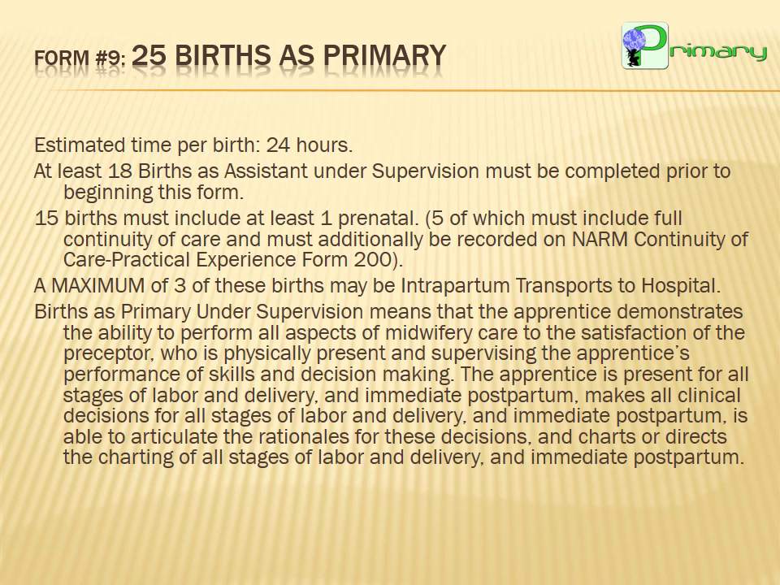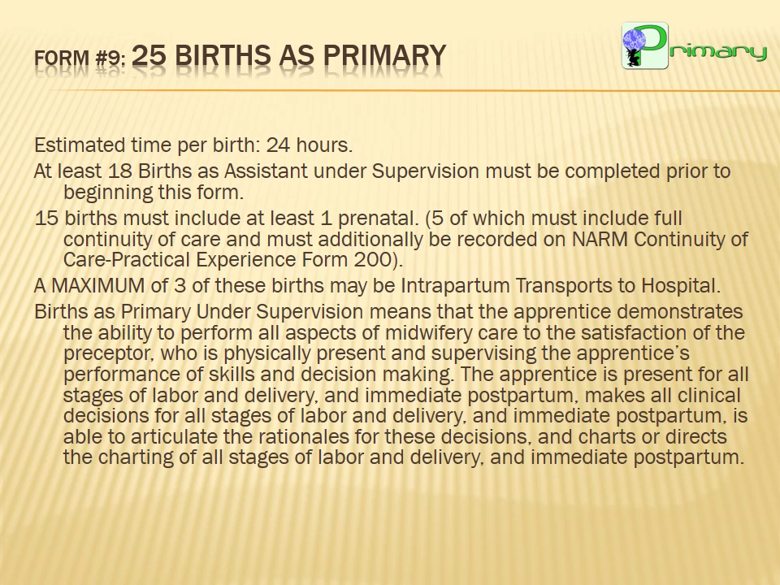Form number 9, 25 births as primary. Estimated time per birth is approximately 24 hours. At least 18 births as assistant under supervision must be completed prior to beginning this form. 15 of these births must include at least one prenatal, 5 of which must include full continuity of care and must additionally be recorded on the NARM Continuity of Care Practical Experience Form 200, which we will speak about later in this presentation. A maximum of 3 of these births may be intrapartum transports to hospital.